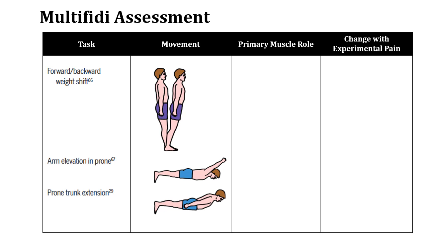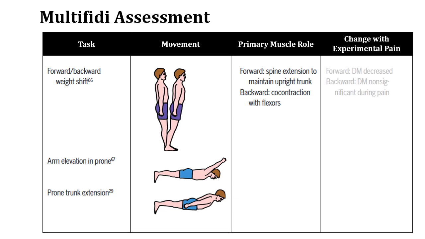When we look at additional tasks that are not as simple as just raising the arm, at least in standing, we have the forward and backwards weight shift. The predominant role here is that as the spine moves forward, the spinal extensors are activated to maintain the upright trunk, and backwards we get a co-contraction with the flexors, again stiffening the spine to maintain balance.